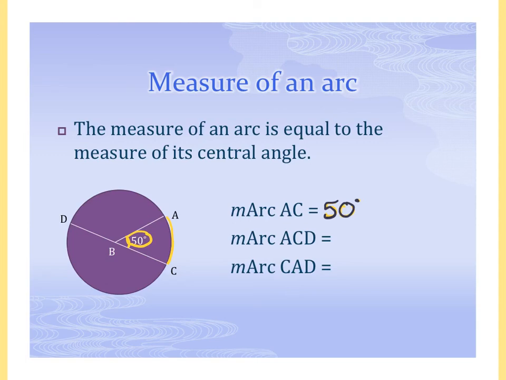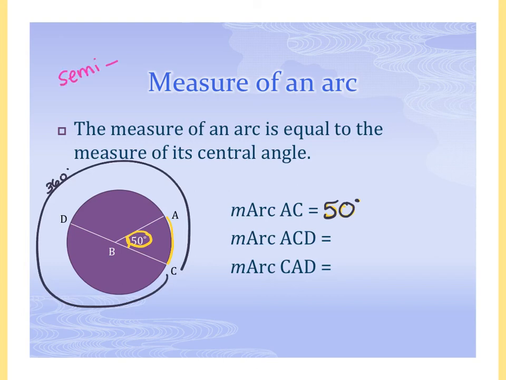Now, what do we know about a full circle? What's the degree measurement on a full circle? It's 360 degrees, right? Which means half of it would be what? 180. So a semicircle is going to equal 180 degrees. Full circle is 360. Semicircle is going to be half that, or 180 degrees.